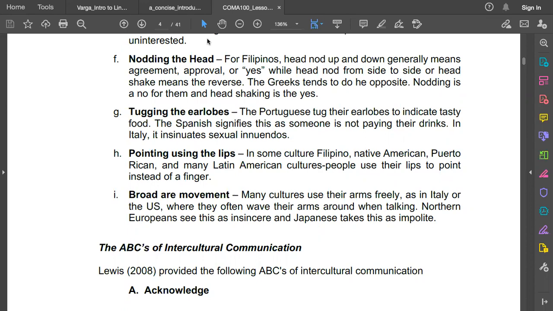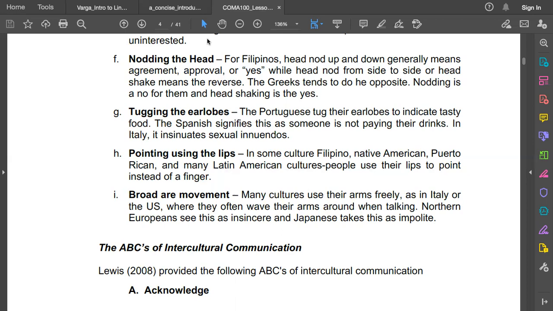Tugging the earlobes. When a Portuguese person sees this, it means that you're appreciating their food, especially if you're in a Portuguese restaurant. It means good food. But for Spanish people, if you're buying drinks and someone tugs their earlobe, it means that they are not going to pay for that drink. For Italians, it means sexual innuendo or initiation, something like that.